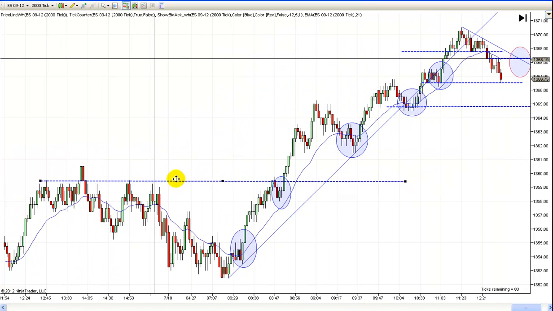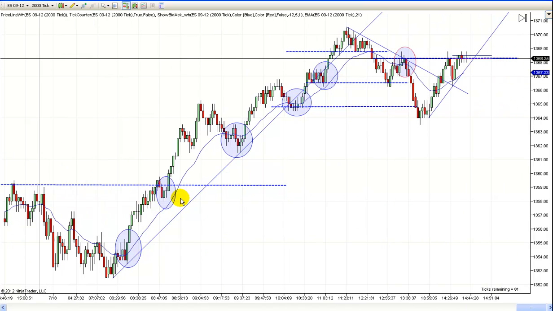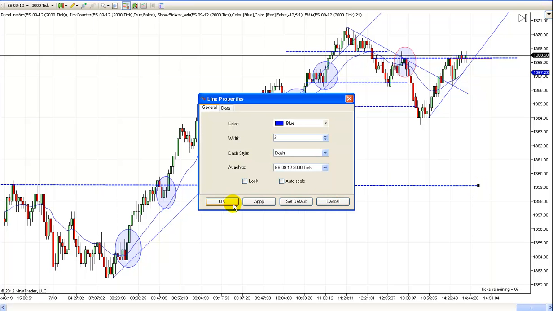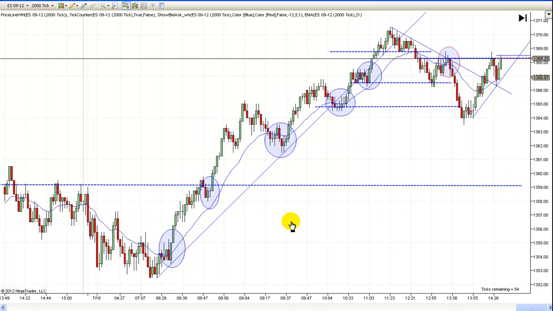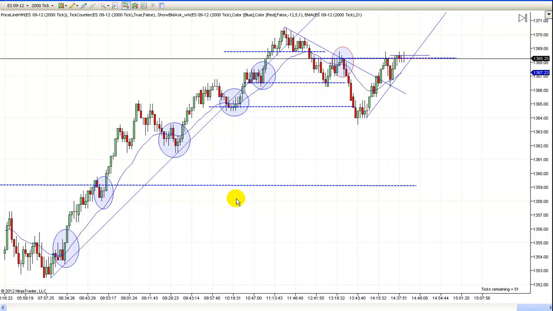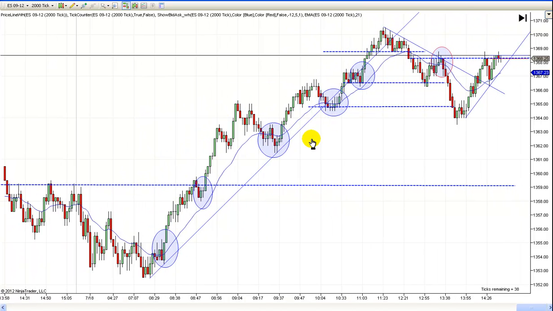Let me show you this. We had this breakout area down here, and you can see prices have never come back and tested it, and it's very rare that prices won't come back and test that pretty quick. So we'll just have to see what happens.